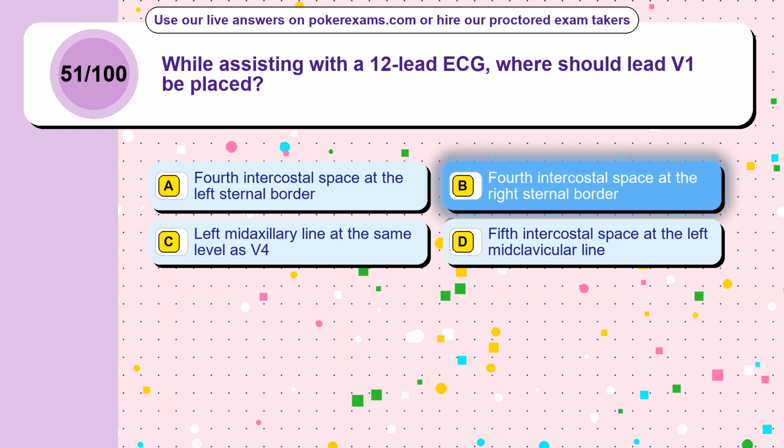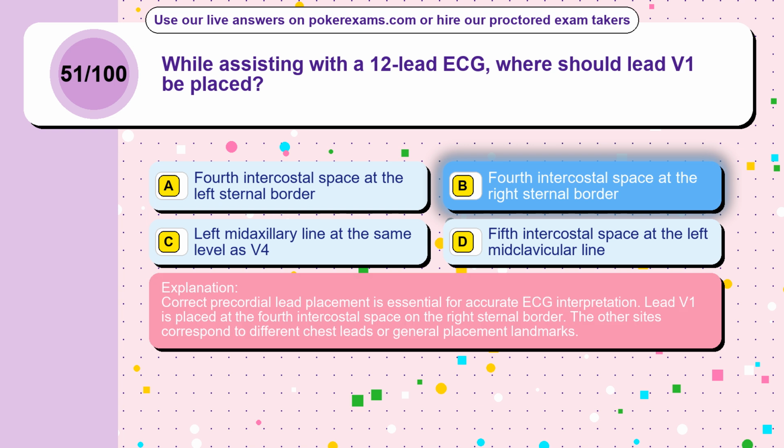The correct answer is option B, fourth intercostal space at the right sternal border. Correct precordial lead placement is essential for accurate ECG interpretation. Lead V1 is placed at the fourth intercostal space on the right sternal border. The other sites correspond to different chest leads or general placement landmarks.